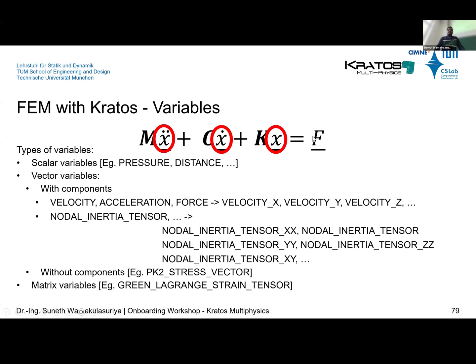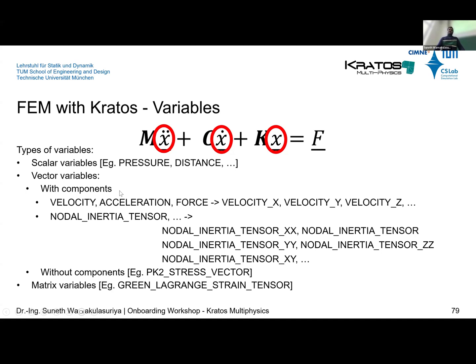So the types of variables we have are scalar variables, like pressure and distance. Those are scalars. And we have vector variables with components. Let's say if you work with velocity, you can have the velocity x, y, z components separately, but those will be scalars. Velocity is a first order tensor. Velocity x is a zero order tensor, like a scalar. Those are called vector variables with components.